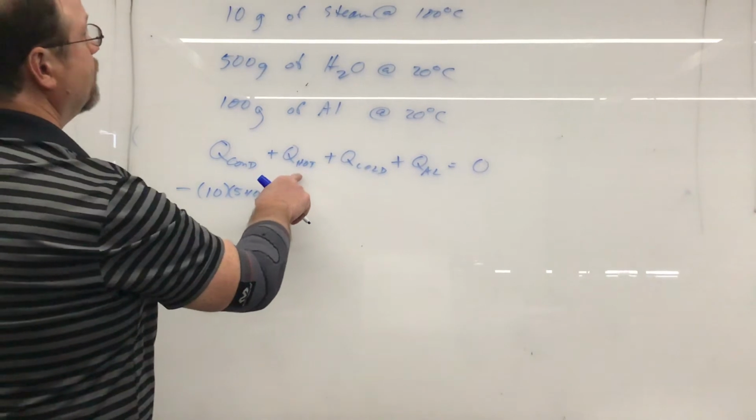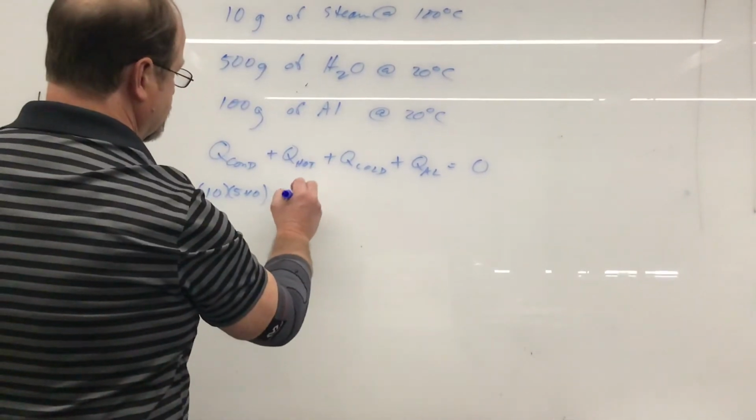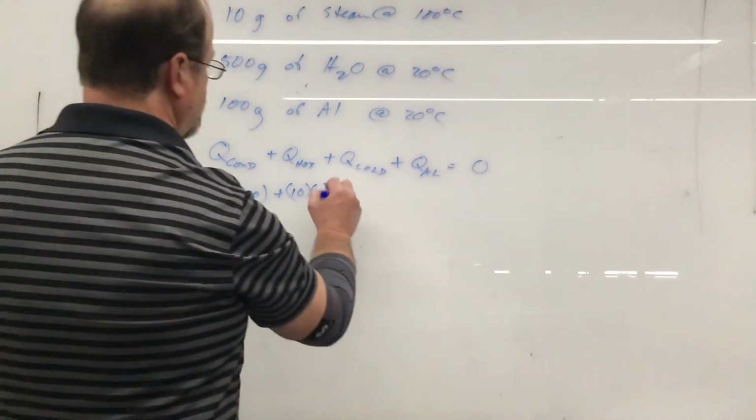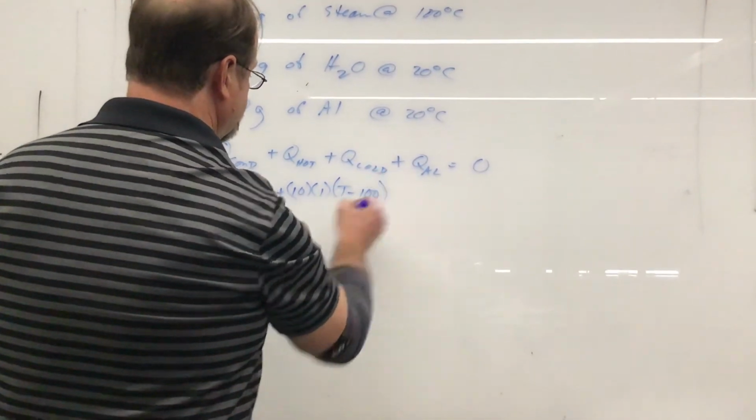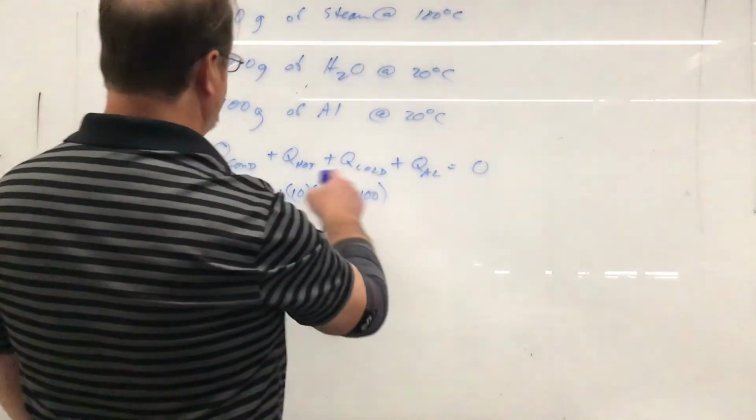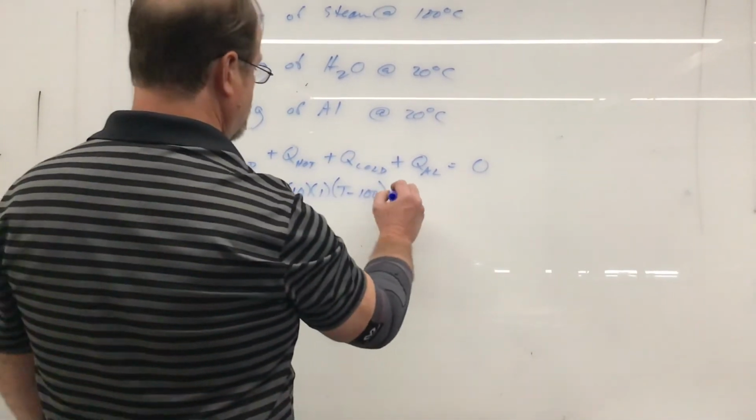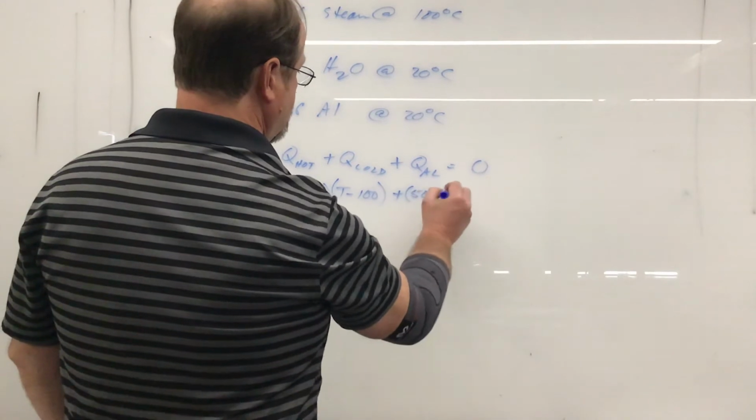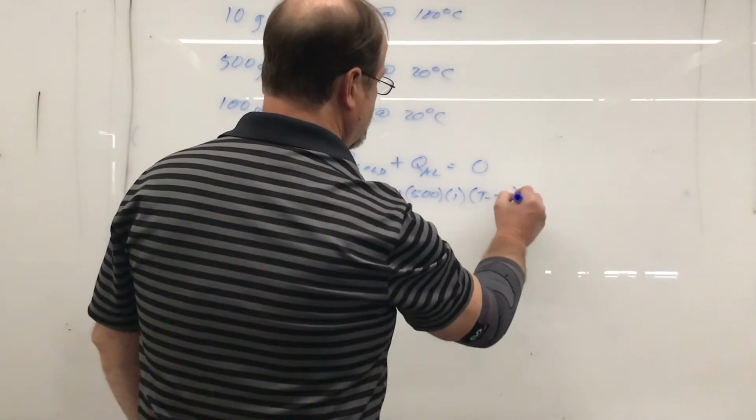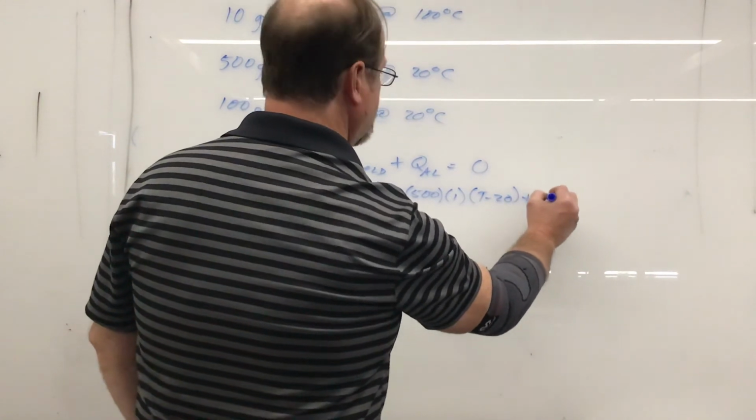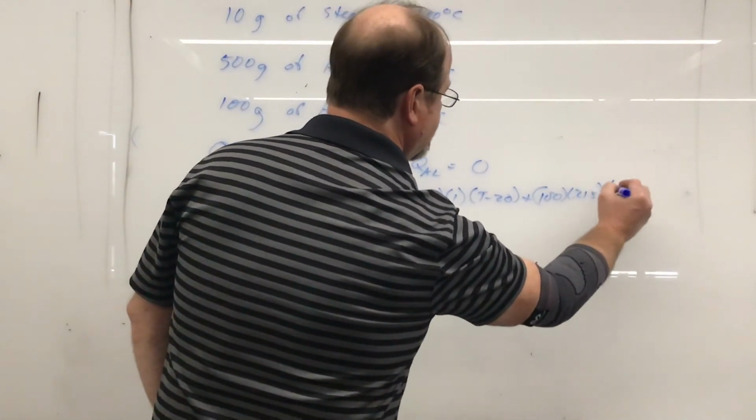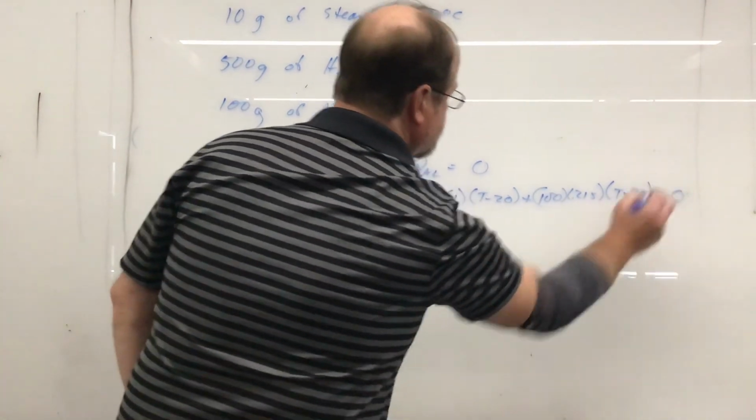MC delta T, I got a mass. Well, I only got 10 grams here. Once it's water, it has a C of 1, and I'm doing T minus 100. My cold water, I've got 500 grams. Specific heat is 1, T minus 20. And my aluminum, I've got 100 grams, C of 0.215, and T minus 20 also. And all those together equal 0.